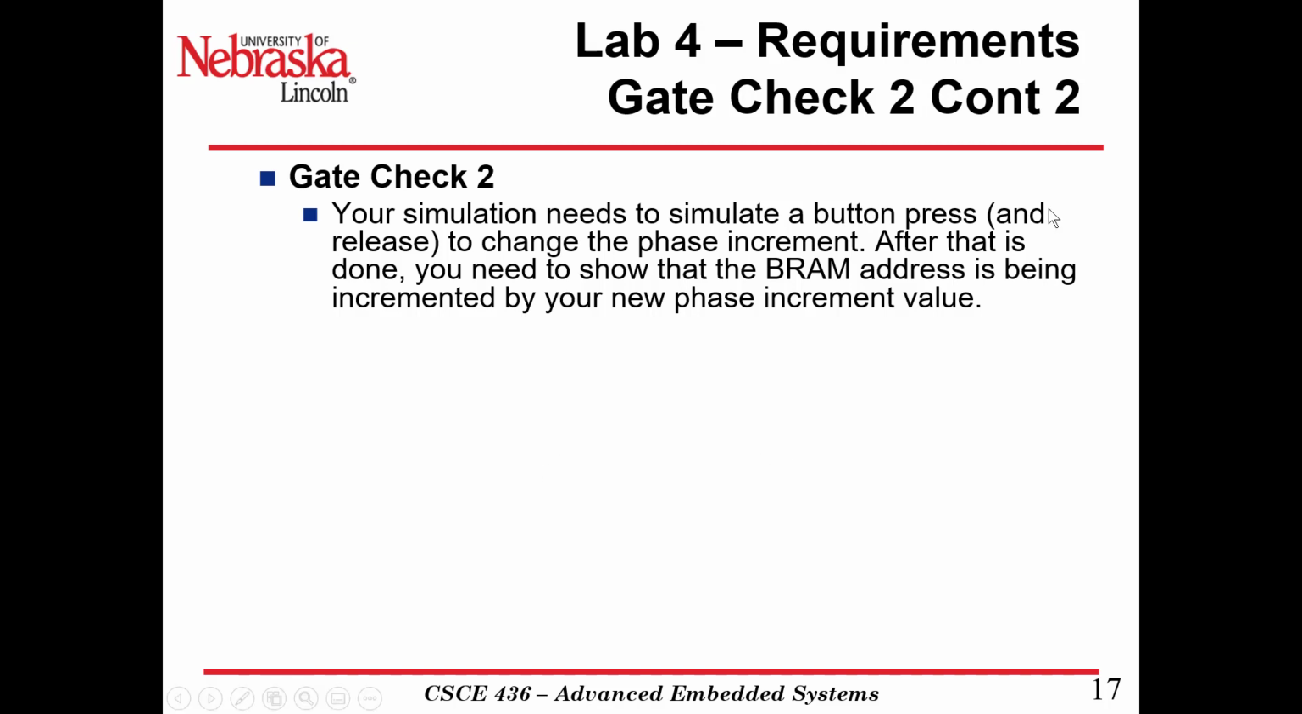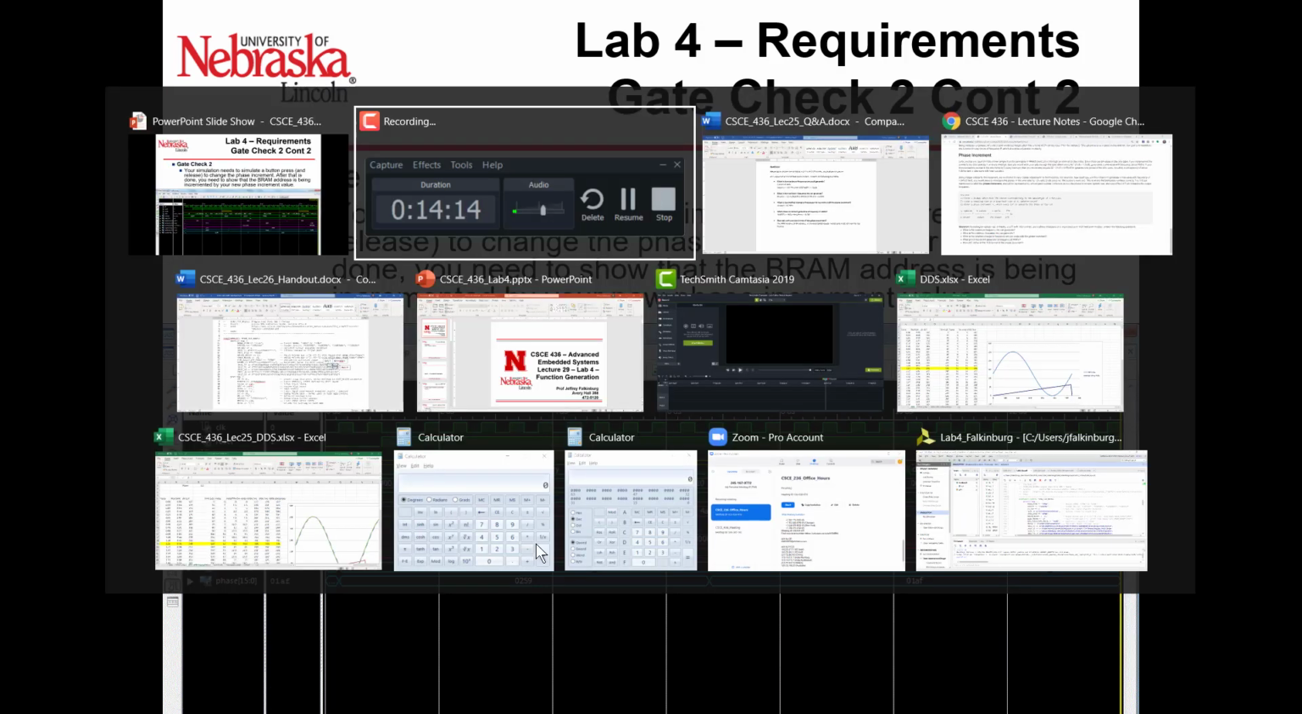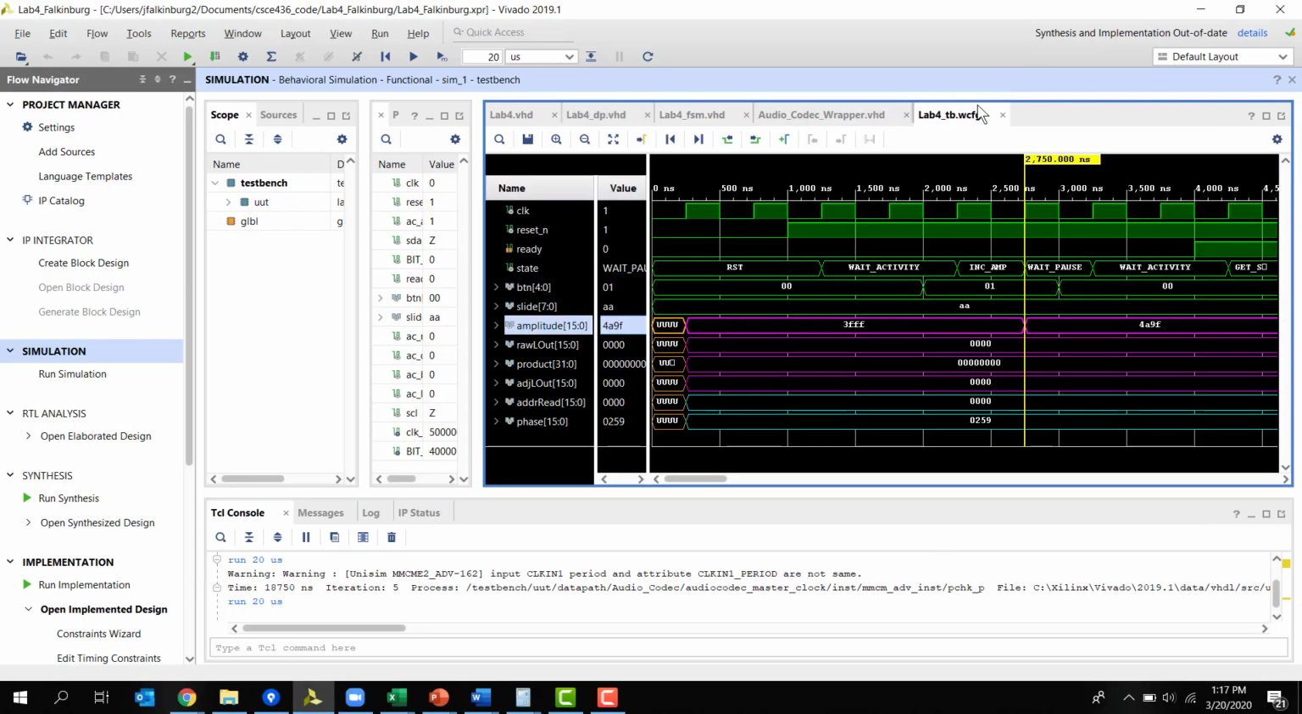Your sim should simulate a button press and release and change the phase increment and show that it's incrementing by that new value. And I'll go through this shortly. So if you take a look, this shows the state machine for my system, where it's going through. So let's go into that before I go through an example of how to hook all this up.